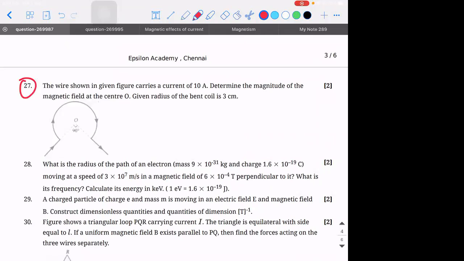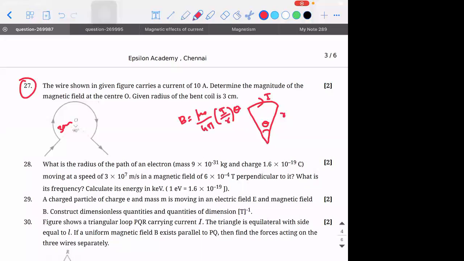The wire shown in the figure carries a current of 10 ampere. Determine the magnitude of the magnetic field at the center given the radius of the bent coil is 3 centimeter. So what formula we use? If you have a coil like this, which is making an angle theta at the center, and the current is I, radius is R, magnetic field will be mu naught divided by 4 pi into I divided by R into theta, where theta is in radians.